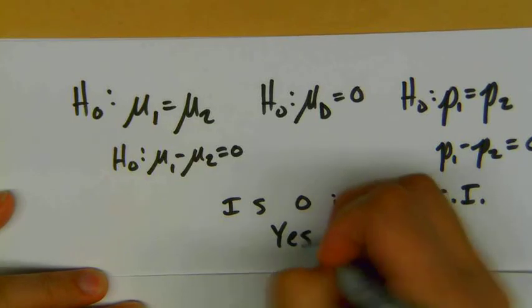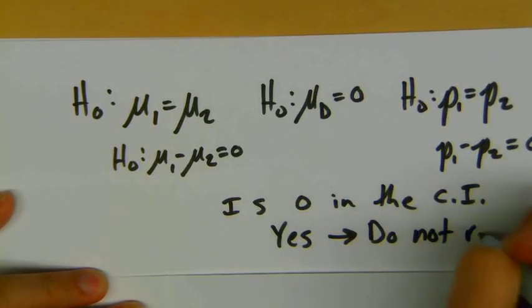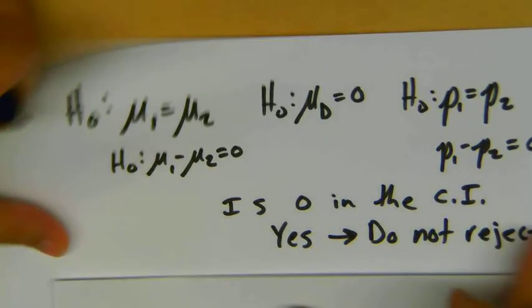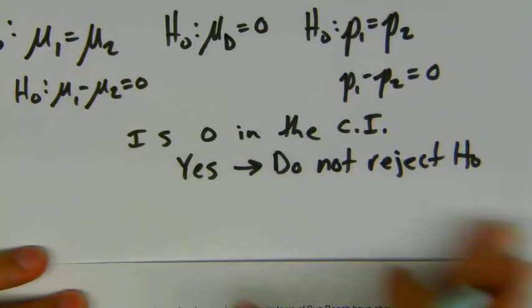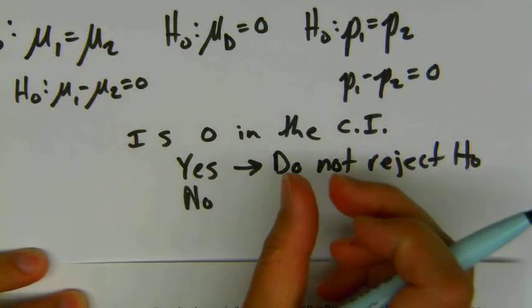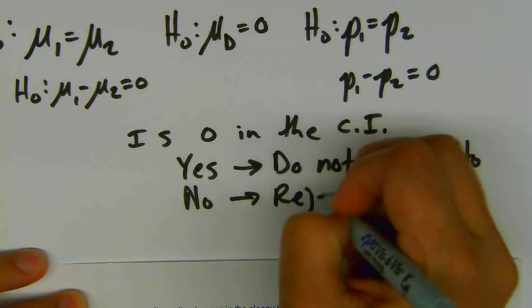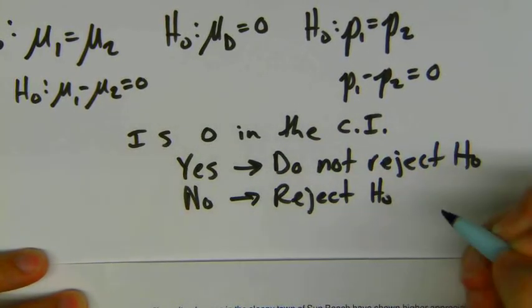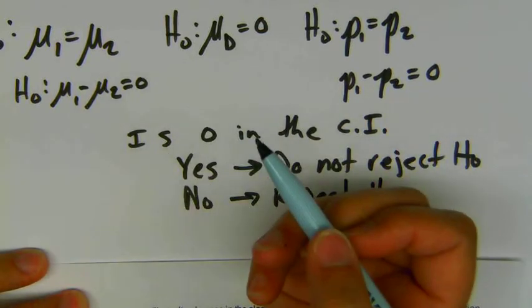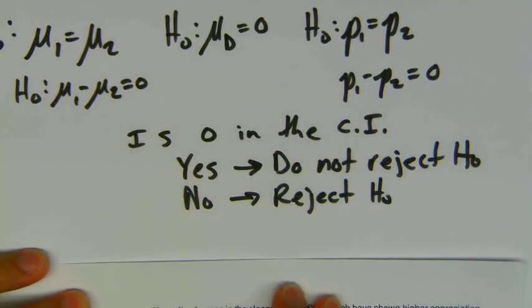If yes, then our decision is do not reject the null. If 0 is not in the interval, that means both of your boundaries are both positive or both negative, then our decision would be to reject the null. The null is the 0 part, right? If it's not equal to that, then you would reject.